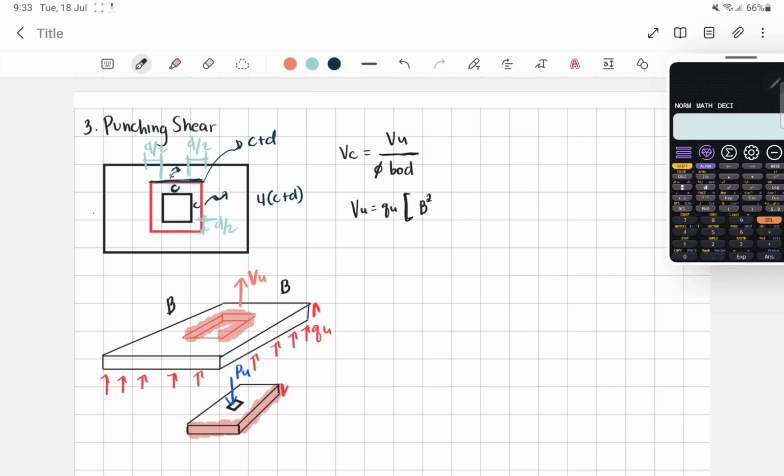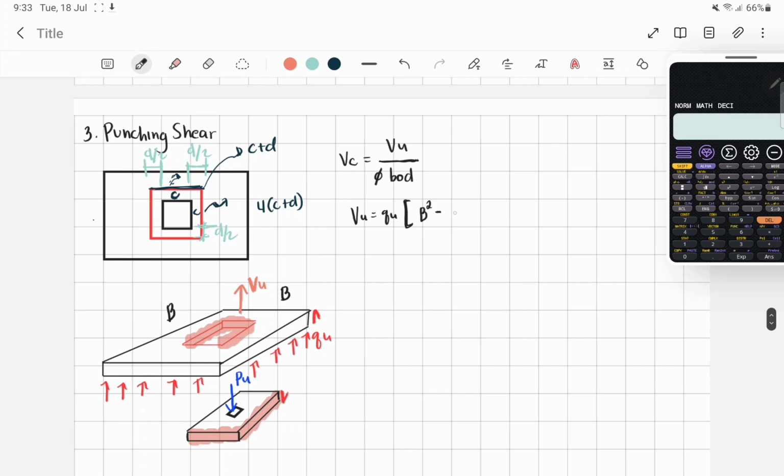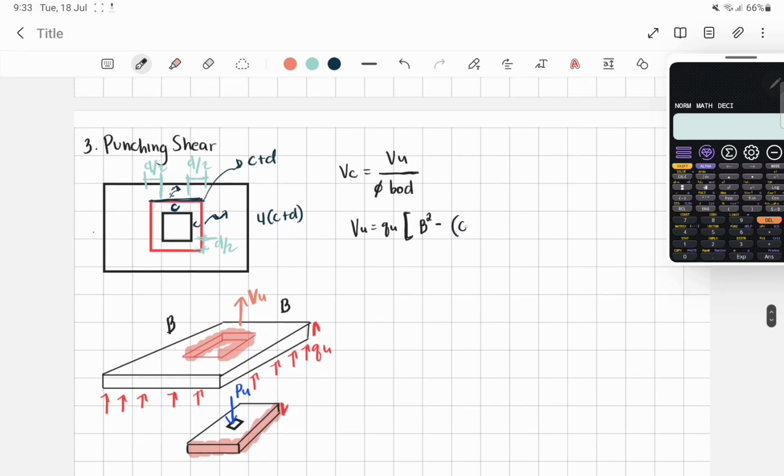But in this cross-section, we have a hole, so the whole shearing area is not B squared. To get the area of this segment, we subtract the hole, which is also a square: C plus D by C plus D. So that is only (C plus D) squared. That will be our shearing area.